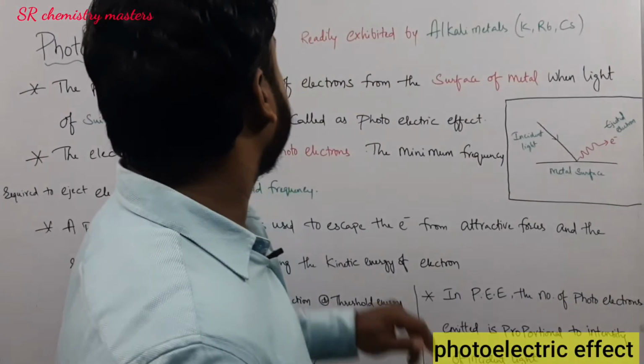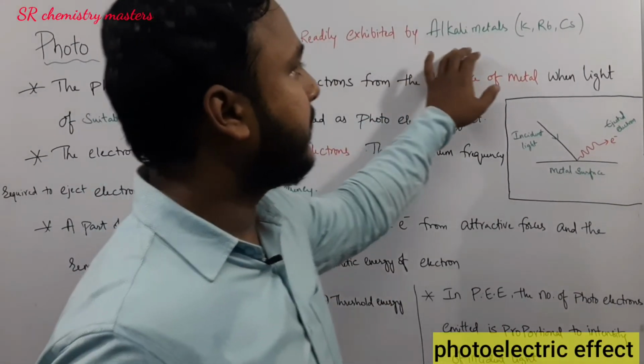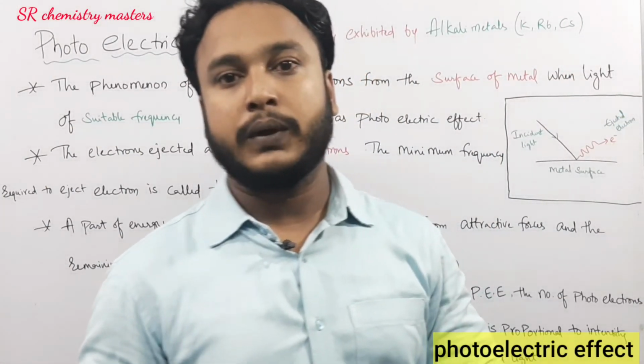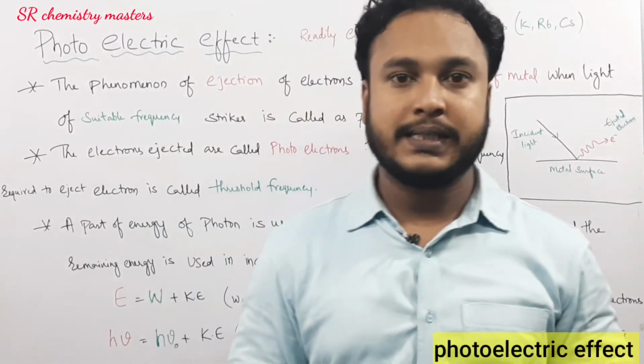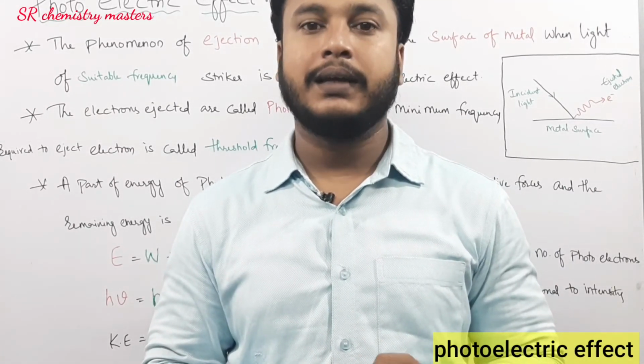Remember, photoelectric effect is readily exhibited by alkali metals such as potassium, rubidium and cesium. Photoelectric effect is used in photocells and solar cells.